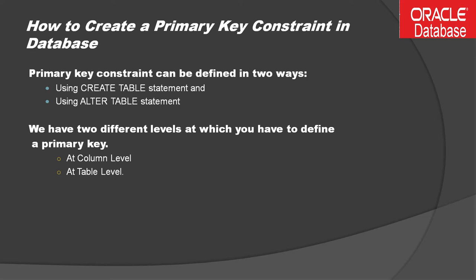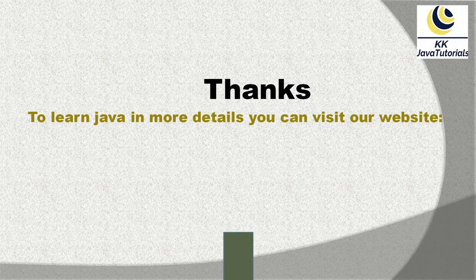Now we have different levels at which we can define the primary key: first at column level and second at table level. When we say at the column level, then while defining the column definition itself, we define the primary key. When we talk about at table level, then once we define all the columns of the table, at last we define the table level primary key. We'll see through an example, not a problem. Now these are just the concepts. Now let's move to the practical example.